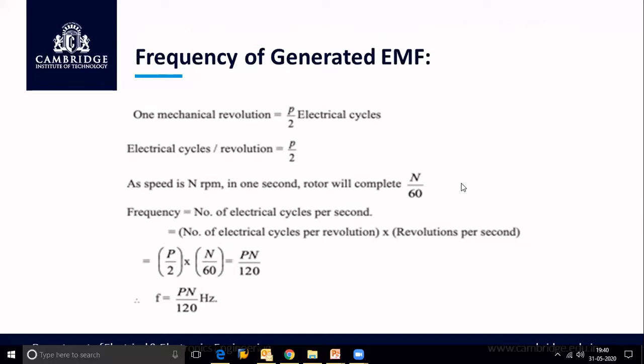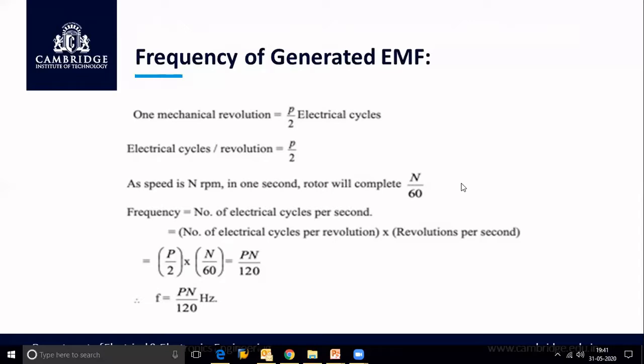Just now we have seen that one mechanical revolution is equal to P by 2 electrical cycles. So how many electrical cycles will there be per revolution? It is equal to P by 2, where P is the number of poles. We know that the speed of a synchronous generator is represented as N RPM. In 1 second, the rotor will complete N by 60 revolutions.